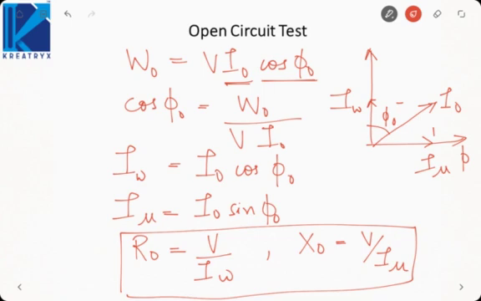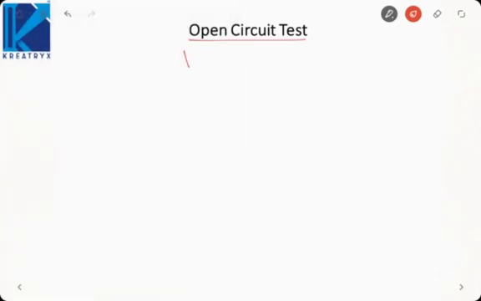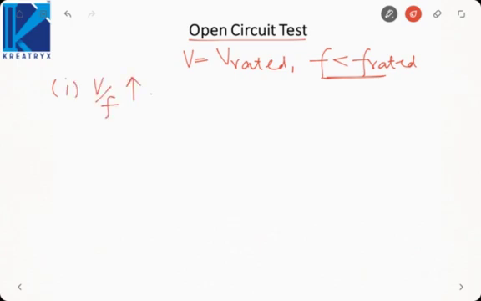Now let us consider a hypothetical case. What would happen if we use voltage equal to rated voltage but frequency less than rated frequency? That is, I have decreased the frequency but kept the voltage constant. Then V by F would increase, which will lead to an increase in Bm, which would lead to an increase in phi m, which would lead to an increase in magnetizing current.